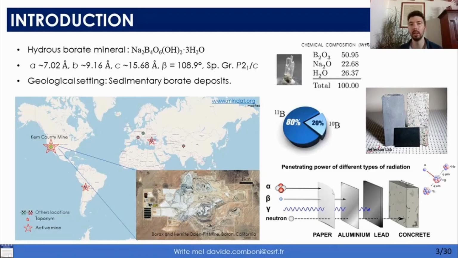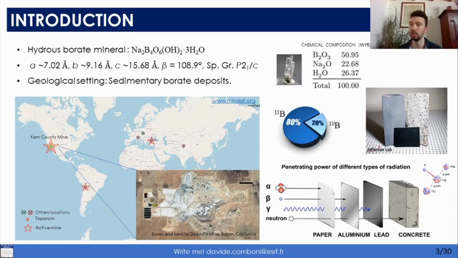messages. Kernite is one of the sources of boron, alongside other borate minerals such as ulexite, borax and colemanite. As you can see, there are some mines of kernite, in particular the Kramer mine, with an area of several square kilometers, in which the two most common ore minerals are borax and kernite.